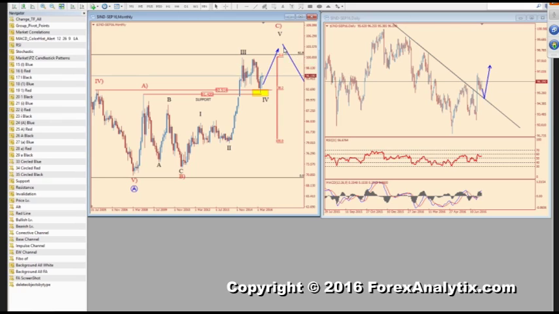So I'm very happy and very excited to do this analysis for ForexAnalytix, because I think there will be plenty of good opportunities just ahead of us based on these recent developments.